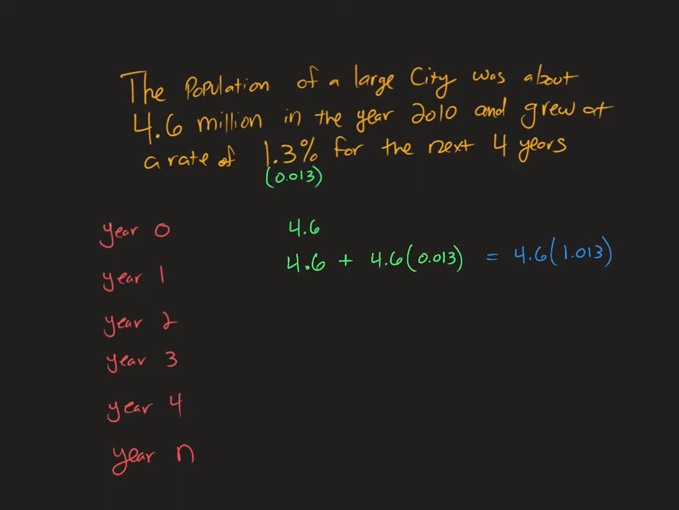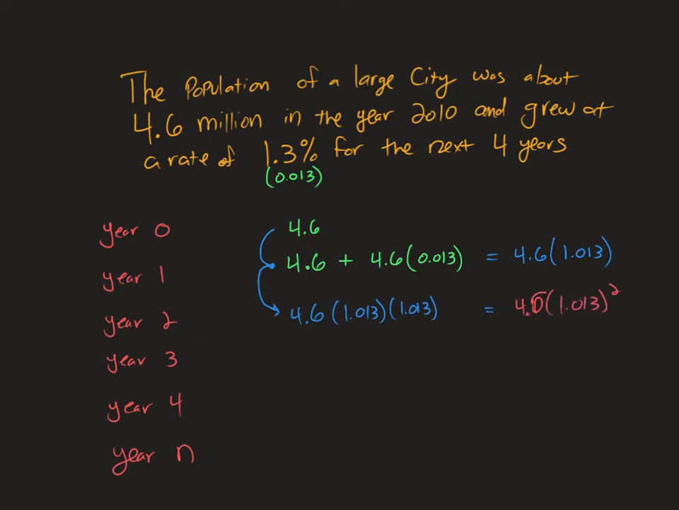Well, if we did this again, we would be multiplying. We're going to take this 4.6 and multiply it by 1.013 to get to the first year. And then we'll have to do it again, 1.013 to get to the second year. And really the fast way of writing that would be 4.6 times 1.013 to the power of 2.